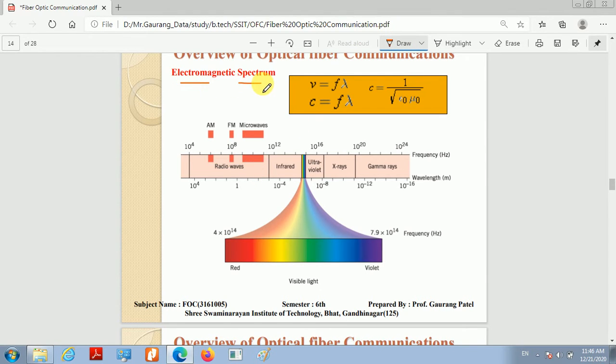So what is the electromagnetic spectrum? The electromagnetic spectrum is nothing but the classification of electromagnetic waves according to their frequency or wavelength. As you can see in the figure, there are different electromagnetic waves which are classified according to their frequency or wavelength. First, the electromagnetic waves are radio waves.